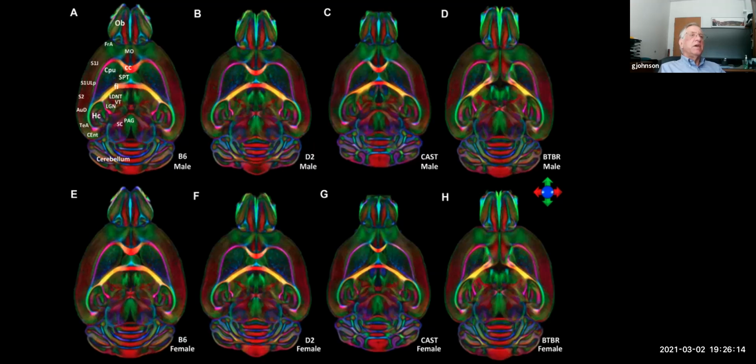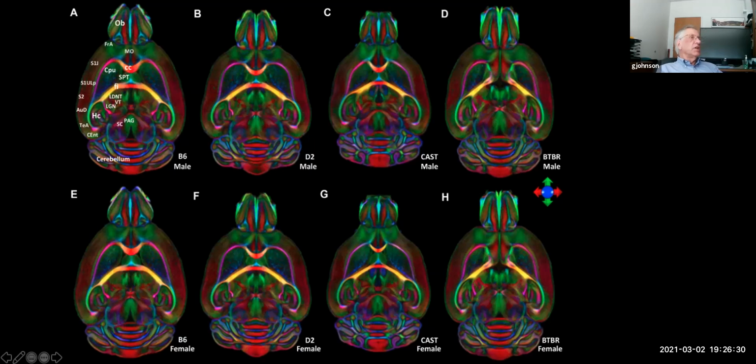Then we added the CAST animal. The CAST is another sort of standard mouse. These are all sort of standard mice. And our last one was the BTBR mouse. This is a transgenic mouse that is used as a model for autism.